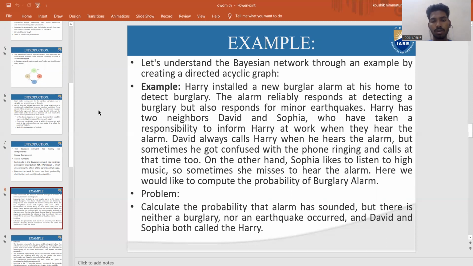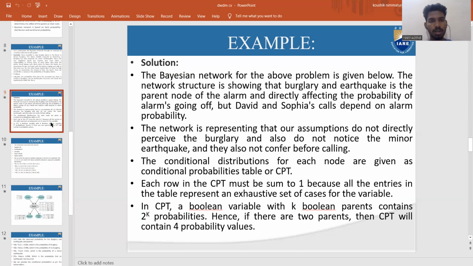Here we would like to compute the probability of the burglar alarm. So the problem is to calculate the probability that the alarm has sounded, but there is neither a burglary nor an earthquake, and David and Sophia both called Harry. Solution: the Bayesian network for the above problem is given below.